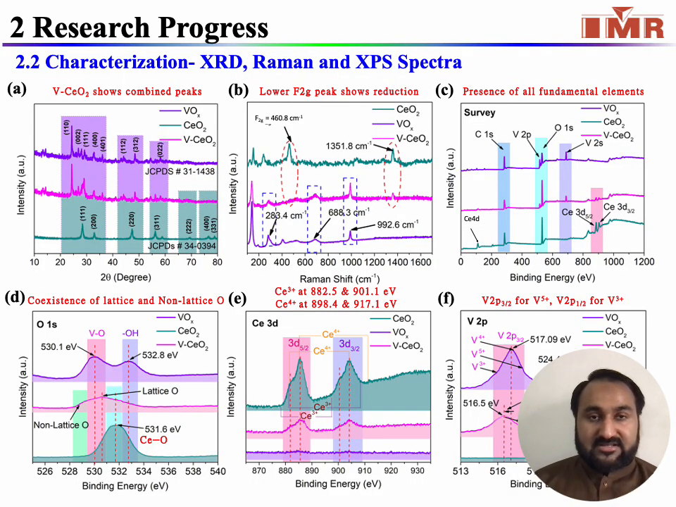To confirm this characterization, we performed XRD, Raman and XPS spectra. All these characterizations confirm that our prepared material has all the characteristic peaks, and the survey also shows all the materials have their own characteristic peaks. The O1s spectrum shows that it has dual bonds. In the case of VCeO2, one is a V-O bond and the second is an O-H bond, corresponding to both of them.